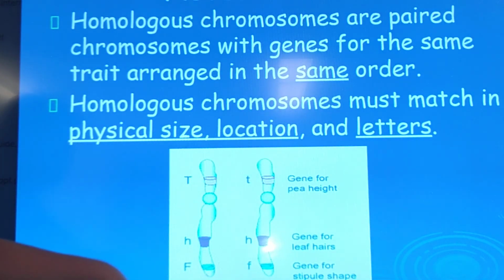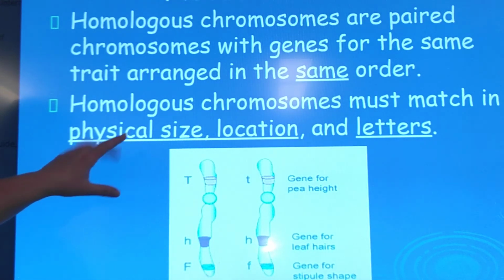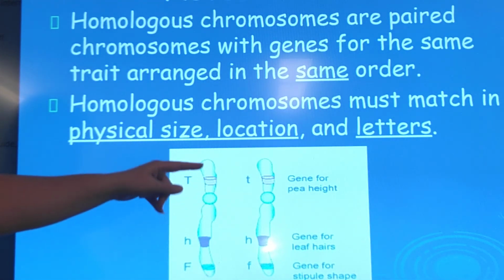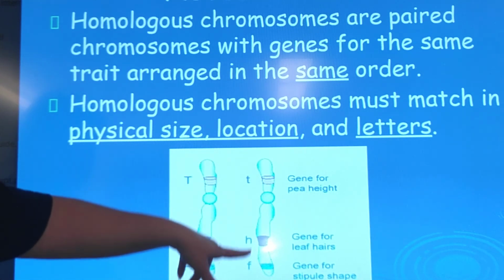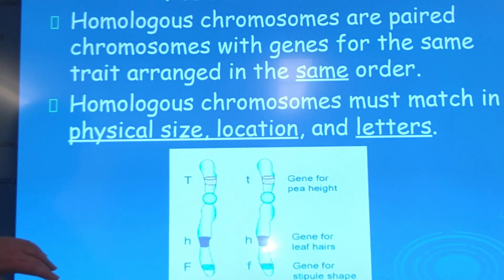One came from the mama plant, one came from the daddy plant. And so the homologous chromosomes must match in physical size. They're going to be the same size, and they're going to be the same location of the genes and have the same type genes.